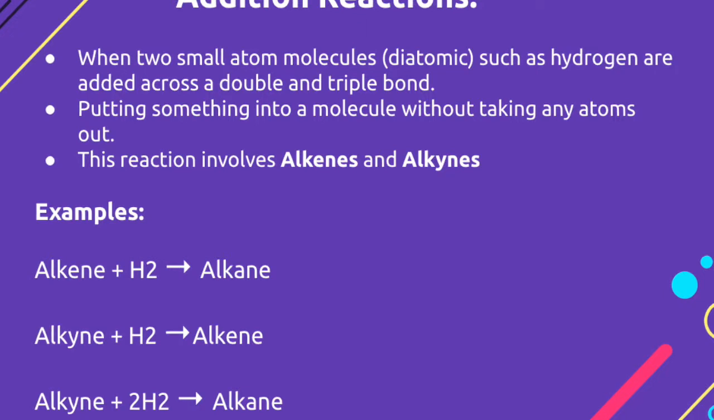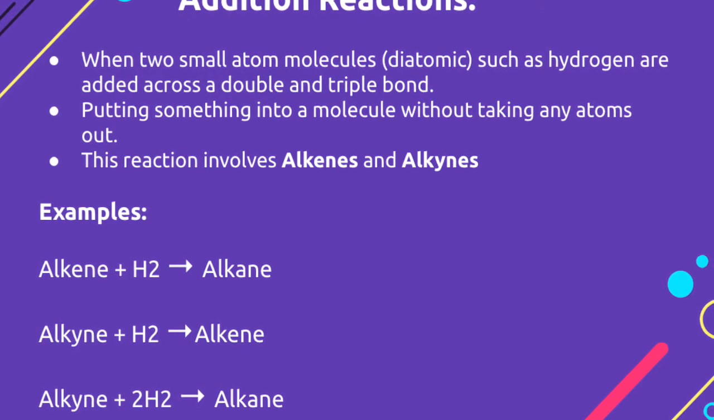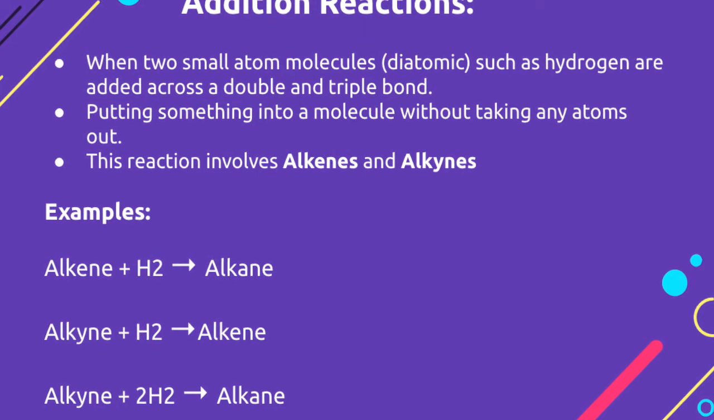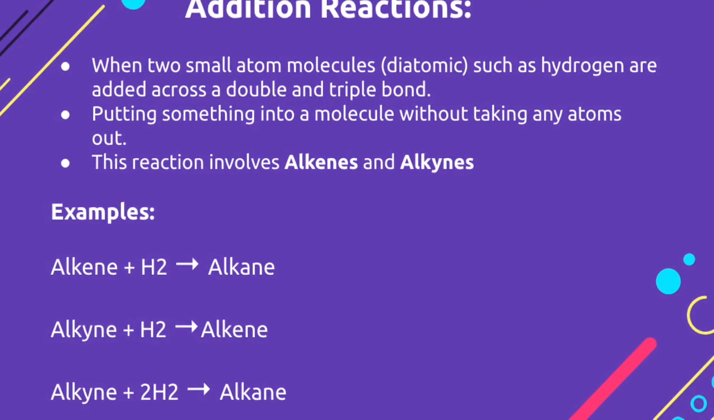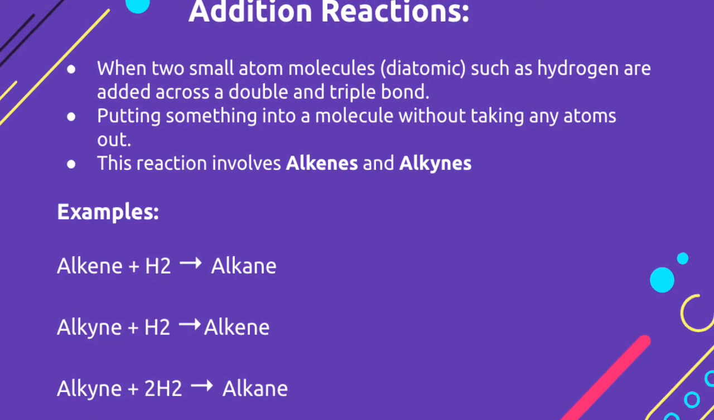The first organic reaction I'm going to be talking about is addition reactions. This is when two-atom molecules, such as hydrogen, are added across a double or triple bond. This is when you're putting something into a molecule without taking any atoms out. This reaction involves alkenes and alkynes. The examples I have provided will explain more.